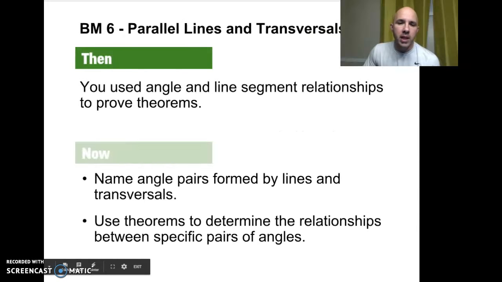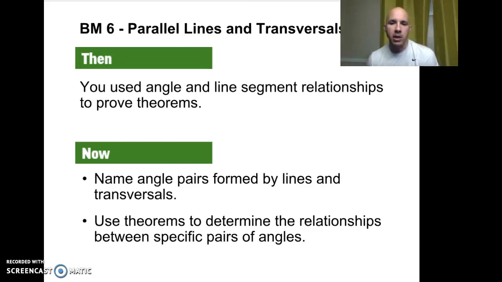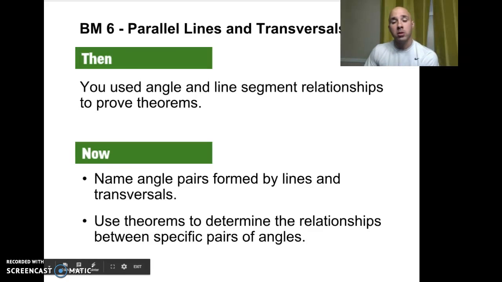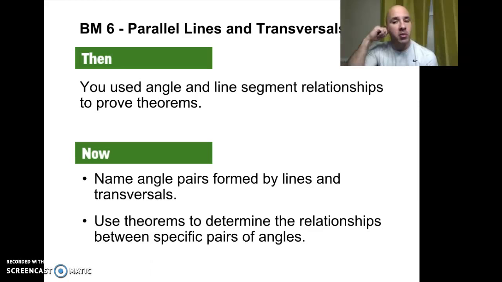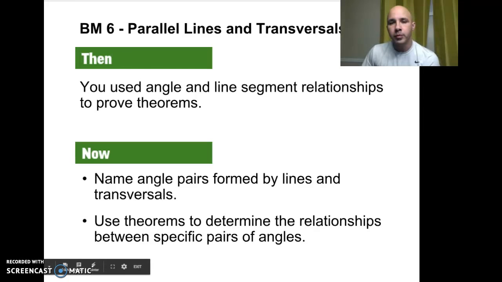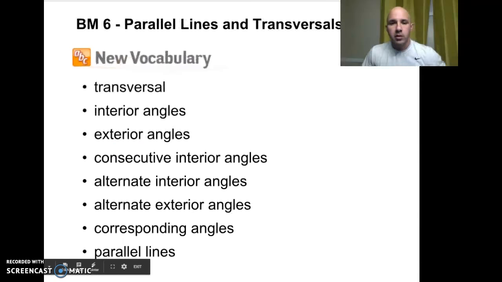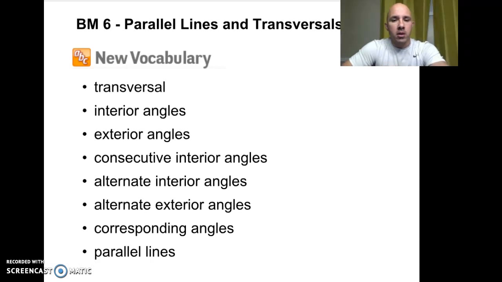theorems. The last lesson we mentioned was on angle relationships. We also talked about segment relationships. Today we're going to talk about the angle pairs that are formed by lines and transversals, and we're going to use theorems to determine the relationships between specific pairs of angles. There's a lot of vocabulary in this lesson: transversals, interior, exterior angles, consecutive interior, alternate exterior, corresponding, and parallel lines.